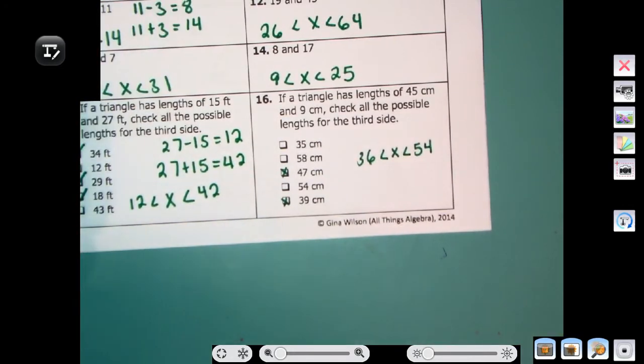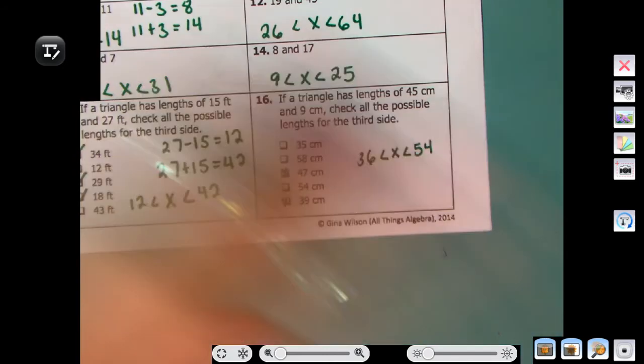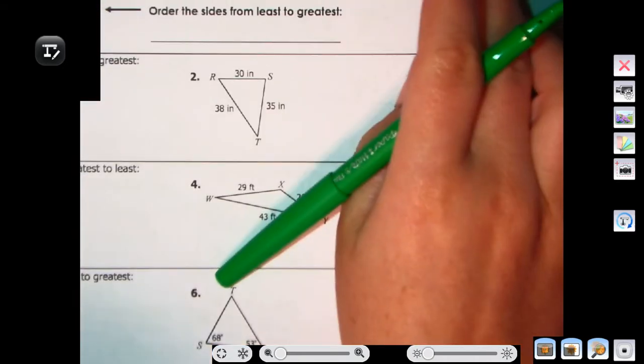And there's what you should have gotten for 16. All right, let's go ahead and take a look at the back of this page. All right, so we're going to order angles.